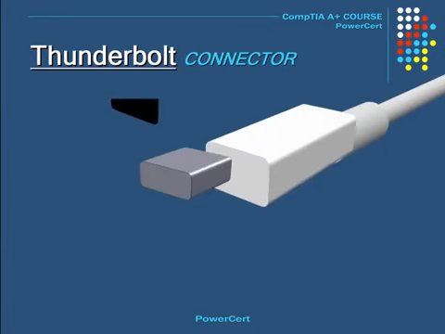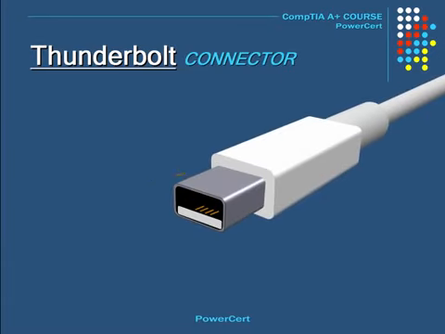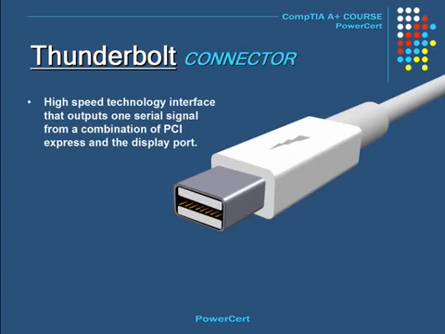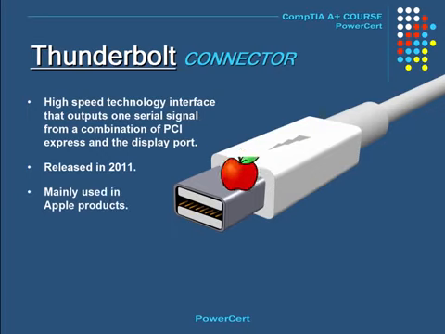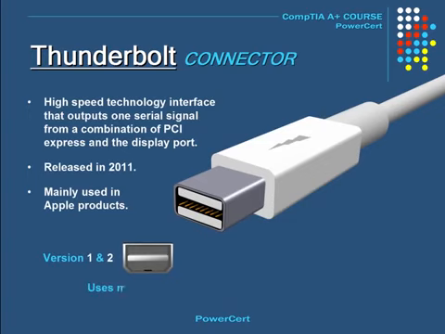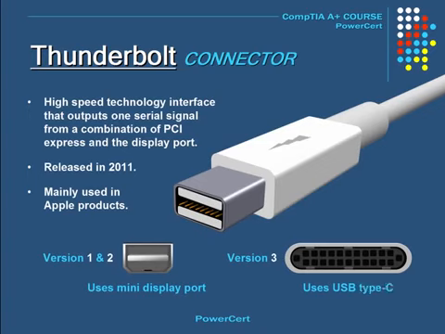A newer type of interface for attaching external peripherals is called Thunderbolt. Thunderbolt is a high-speed technology interface that outputs one serial signal from a combination of PCI Express and the DisplayPort. Thunderbolt was released in 2011 and was mainly used in Apple products, and now has become available to PCs. There are 3 different versions of Thunderbolt. Versions 1 and 2 use the same connector as a Mini DisplayPort, and Type 3 uses a USB Type-C connector.